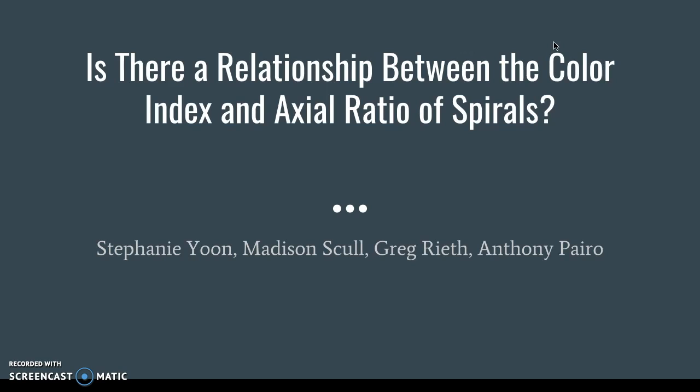Our question is motivated by the effect an axial ratio has on electromagnetic radiation of a spiral galaxy, and in turn, how that is reflected in the color it displays.